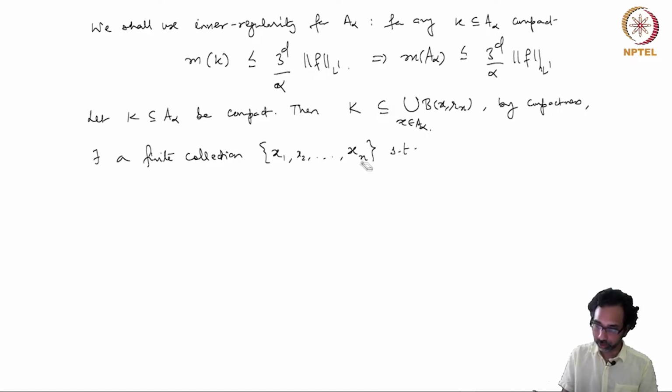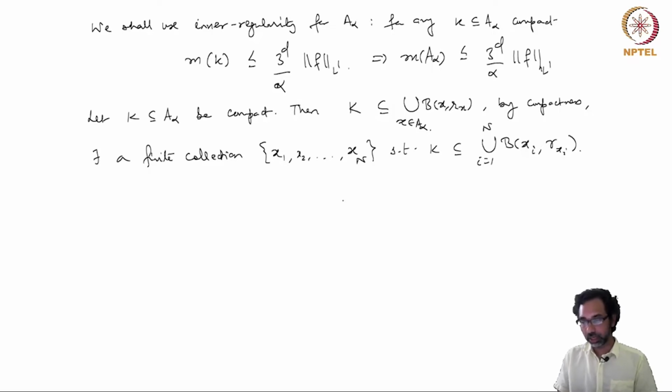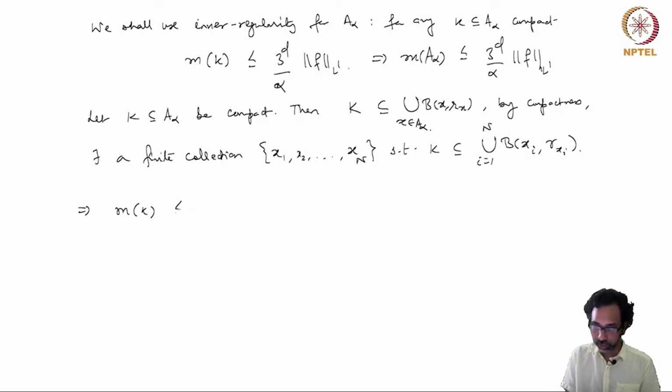Let me write capital N here, such that K is covered by the union i from 1 to capital N of B(x_i, r_i). So this is now a finite collection of balls. So now we have the measure of K is less than or equal to the measure of the union i equal to 1 to N of B(x_i, r_i).